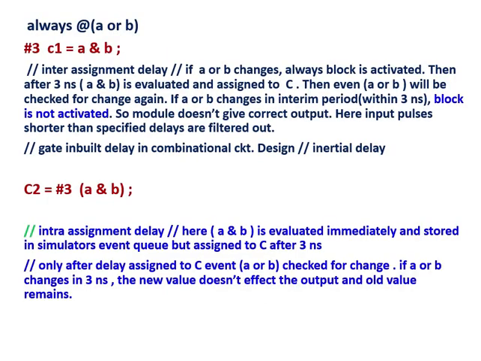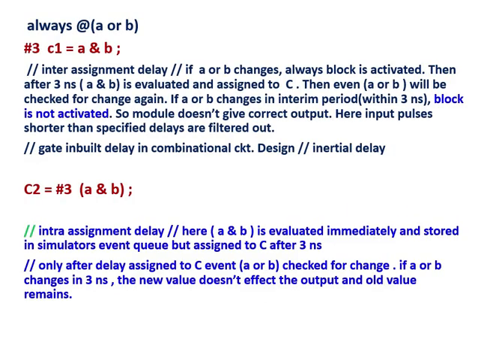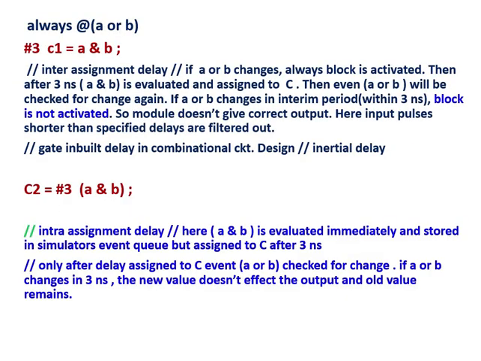Always @(A or B), then if I write #3 C1 = A & B, so definitely this one is inter-assignment delay, right? Because it is on the left side of this assignment operator. So what does it mean actually? If A or B changes, then this always block is activated, and this line will be evaluated once there is a change in A or B.